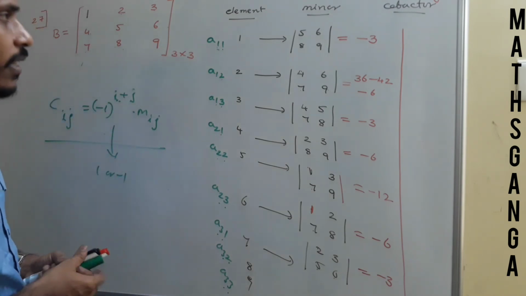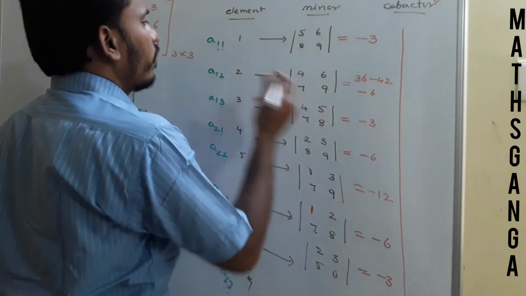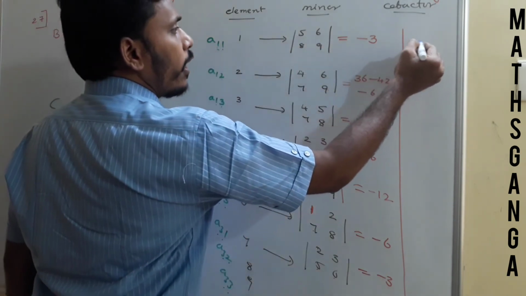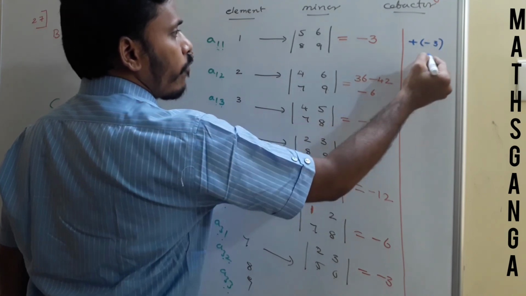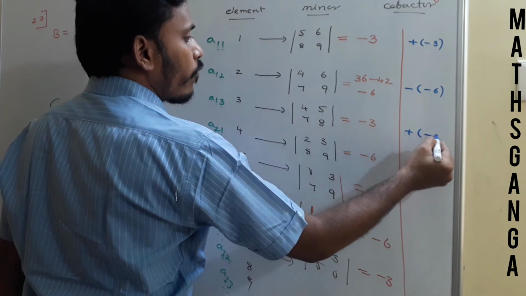So at the end, this is minus 3. Since this is an even position, you need to multiply that minus 3 with a plus sign, plus of minus 3. And here you need to take minus of minus 6. And then plus of minus 3.